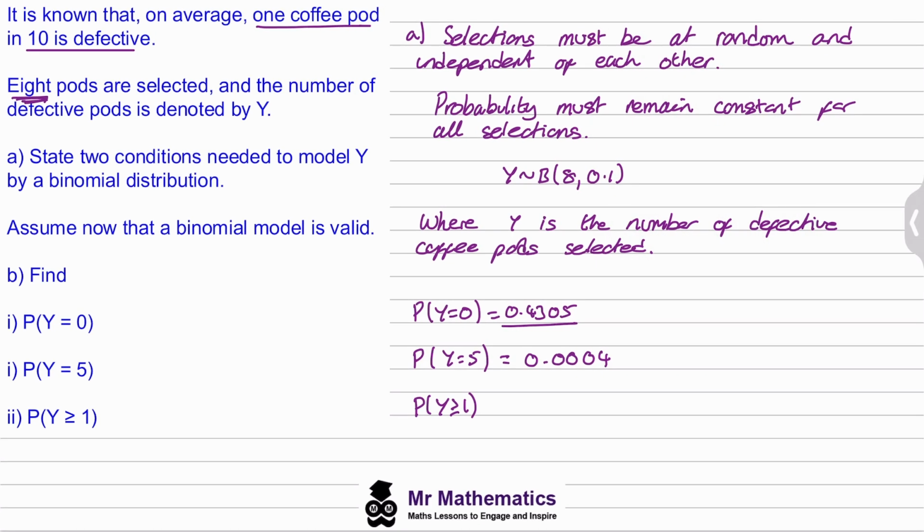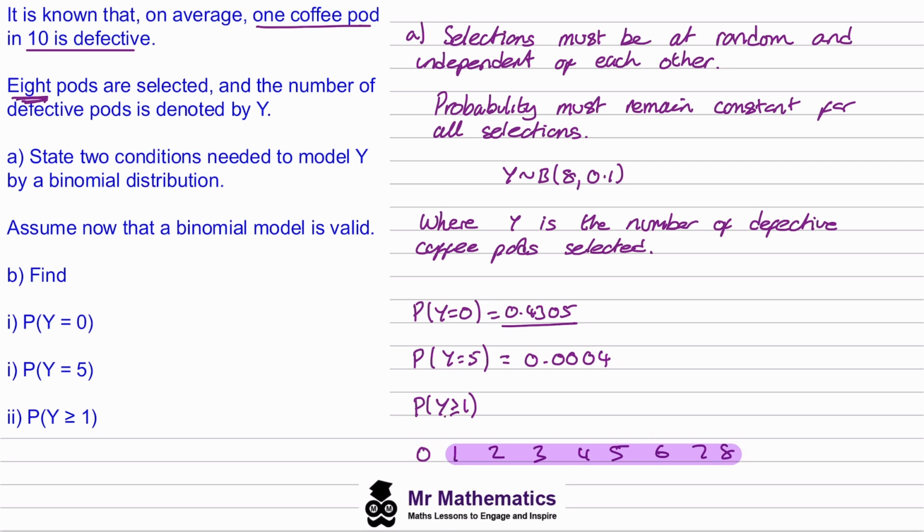Okay? And then to work out the probability of Y being greater than or equal to 1. Well, if we look at the 8 trials, we can have 0 defective, 1, 2, 3, 4, 5, 6, 7, or 8 defective coffee pods. And what we want is at least 1, so 1 or more. Now it's certain in our 8 trials we'll have one of these events. So altogether, they must add up to make 1.